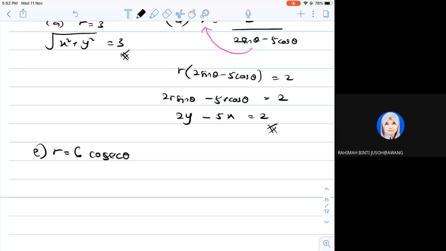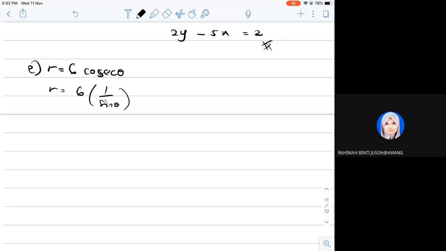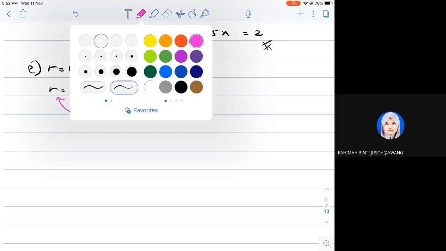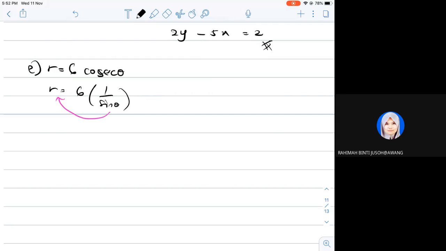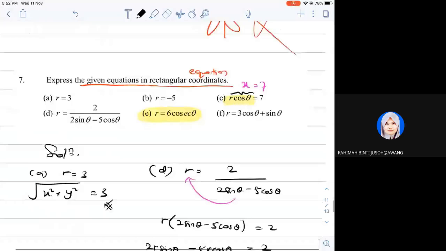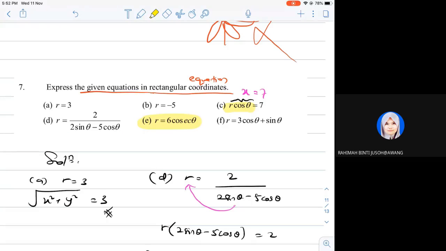So, cosecant theta, which means R equals 6 times 1 over sine theta. Alright, so what should you do now? R sine theta equals 6. Bring it up. Yes. So R sine theta equals 6. That's why we get Y equals 6. Now question number F, how do we solve it?